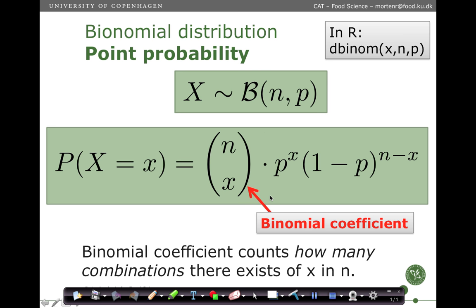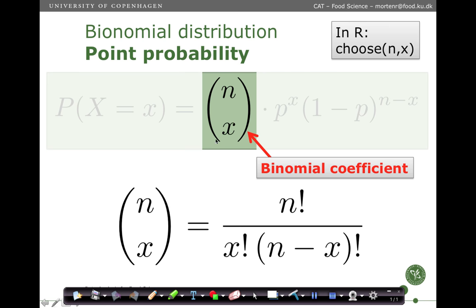So here we have what we call the point probability. The point probability is the probability of x being exactly equal to a single number. And it goes like this. It's the binomial coefficient, which counts how many ways I can combine x and n, and then the positive part, p to the power of x, and the negative part, 1 minus p to the power of n minus x. That is the point probability.